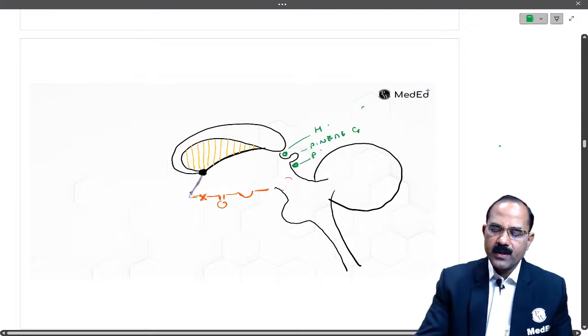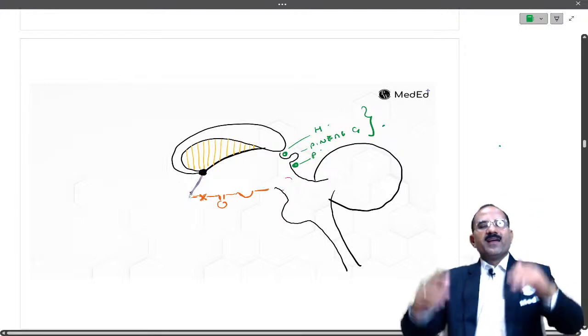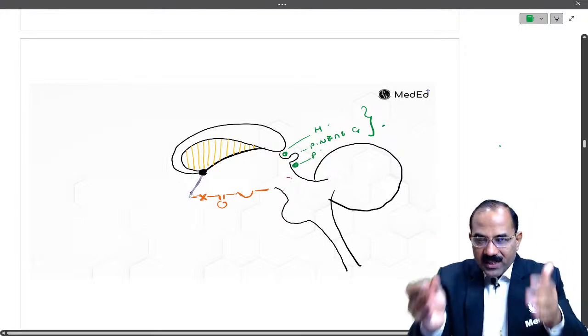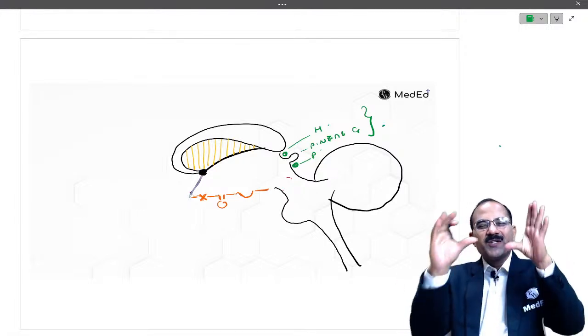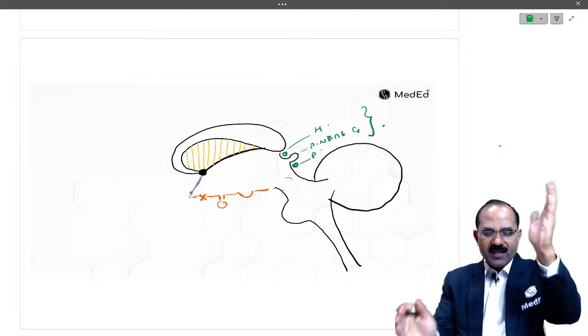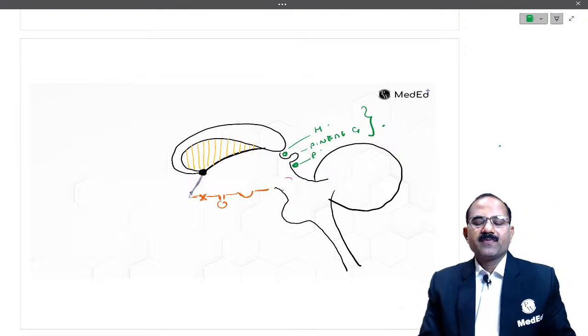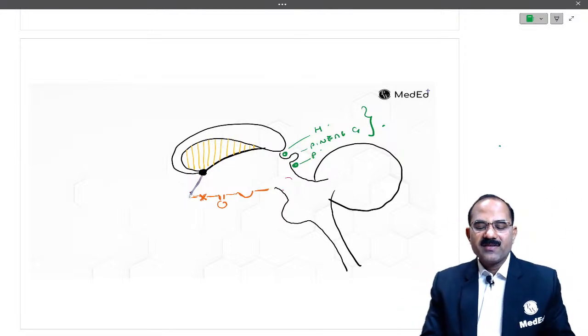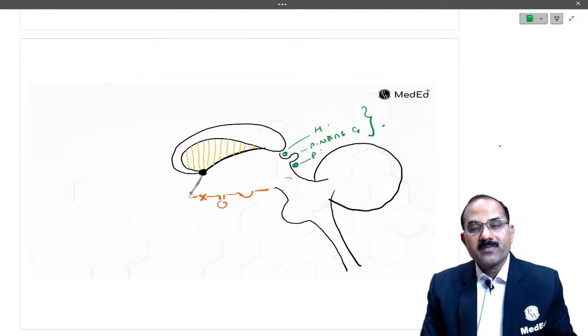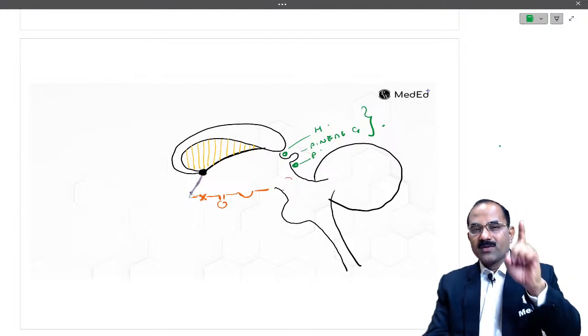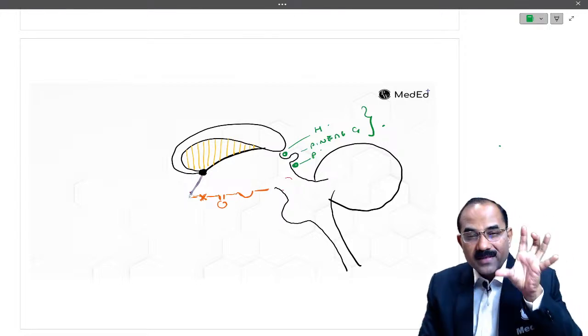The habenular commissure, the pineal gland, and the posterior commissure together form what? Can anyone tell me this? I'm looking at the screen. Tell me. Epithalamus. Very good. This is what forms the epithalamus. Remember this. This is what is known as the epithalamus.